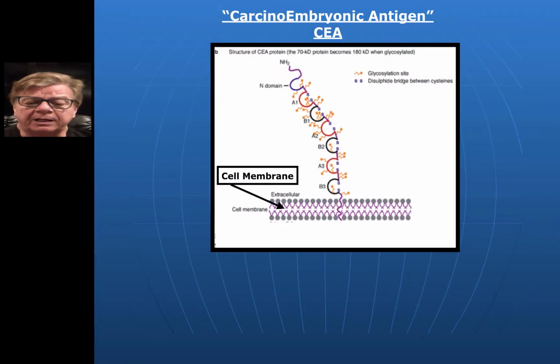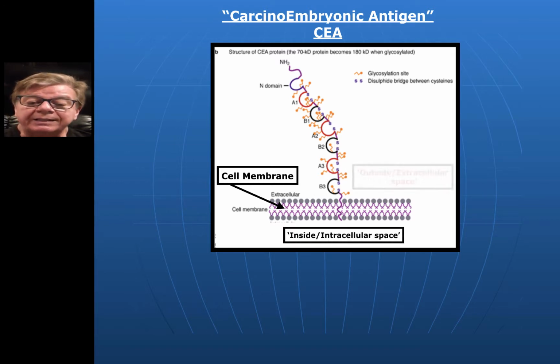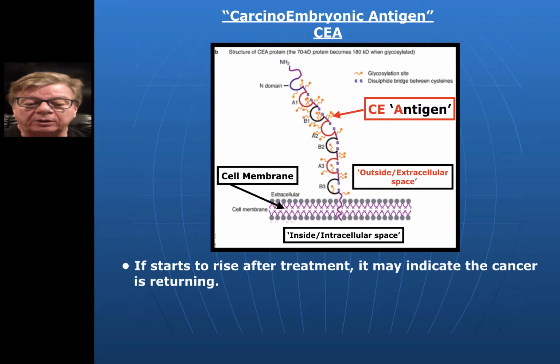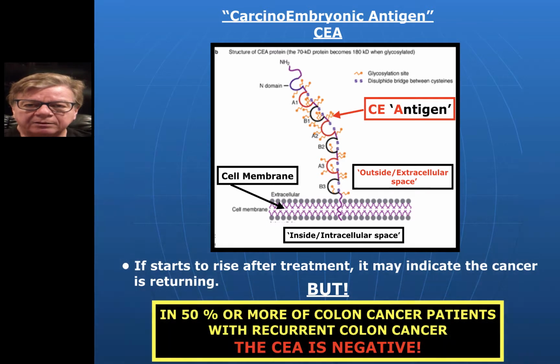So let's just look at, again, the carcinoembryonic antigen, in this case on the cell membrane. Again, to orient you, this is the inside of the cell and the outside, and this is the protein called carcinoembryonic antigen. And so if you have colon cancer, they will measure this, and if it's rising, it may indicate cancer returning. But what your doctors typically don't tell you, and definitely Cancer Care Ontario won't tell you, is that in 50% of you colon cancer patients who actually have recurrent disease, and possibly never adequately treated from day one, the CEA blood test is negative. What is that going to mean for you?